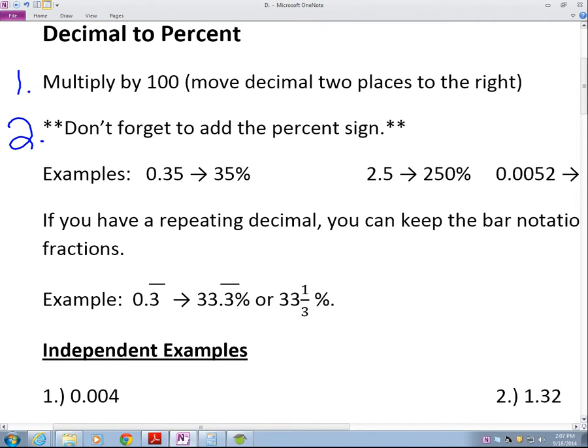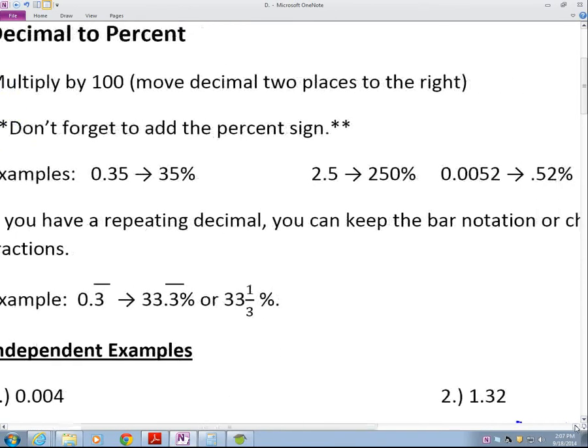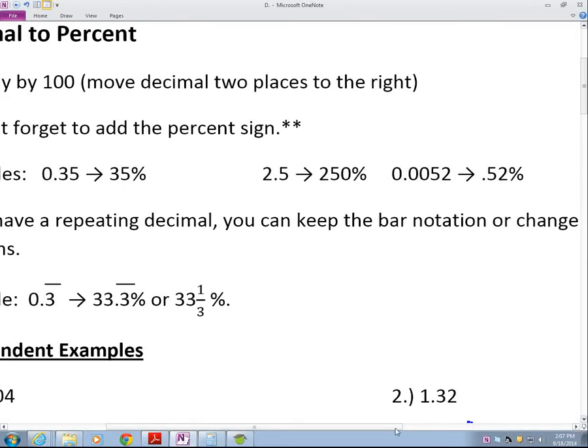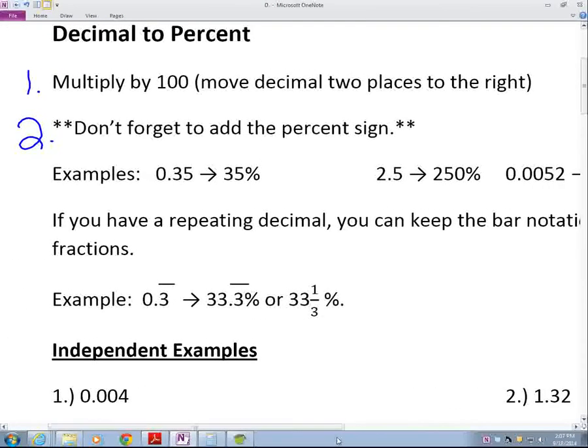Now, it says, for example, 0.35 or 35 hundredths equals 35%. 2.5 equals 250%. Okay? 52 ten-thousandths equals 0.52%. Okay? 0.52% or 52 hundredths of a percent.